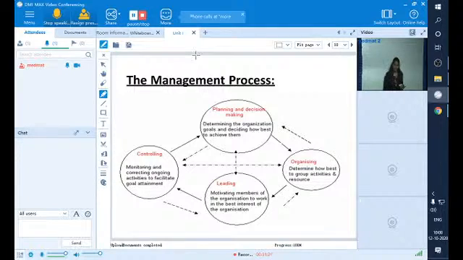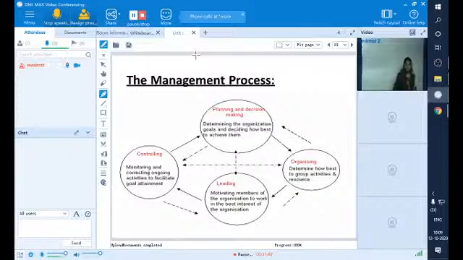The manager is only encouraging and motivating our subordinates. Okay, so motivating members of the organization to work in the best interest of the organization. So they are motivating and encouraging, then inducing our employees, then only they are increasing the speed and performance of our work. Okay, so that is leading.